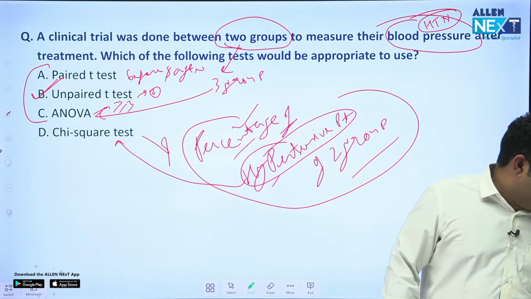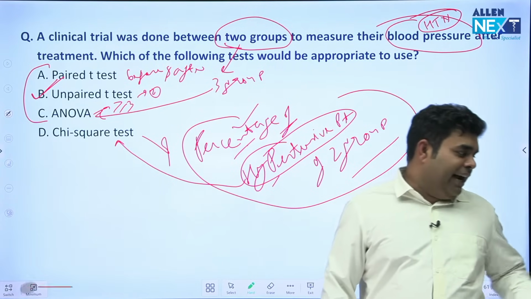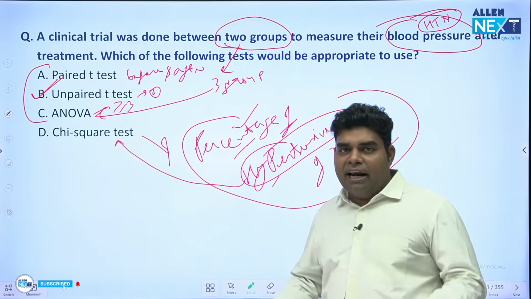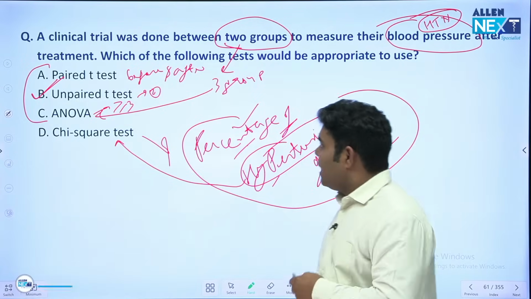And yes, unmeasurable is chi-square. If you cannot measure it, just categorize it, that is chi-square. Correct. Next question.